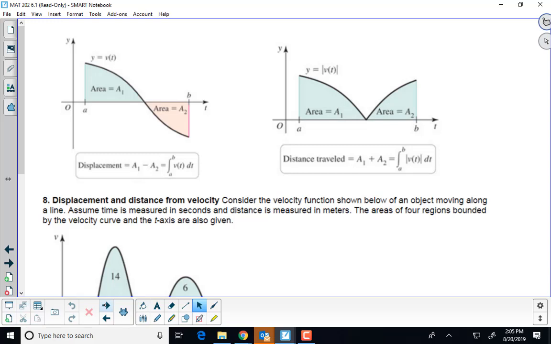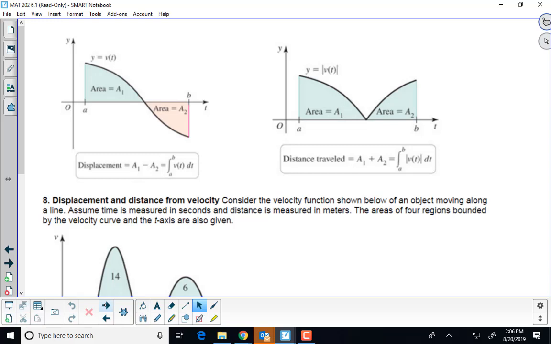And then we have a time value right here where the direction changes. Here we're moving in the positive direction, but then boom, now we're moving in the negative direction. So when velocity is negative, you're moving in the negative direction. And if we wanted our displacement, visually, we can see that the upper area minus the lower area is going to give us the displacement.